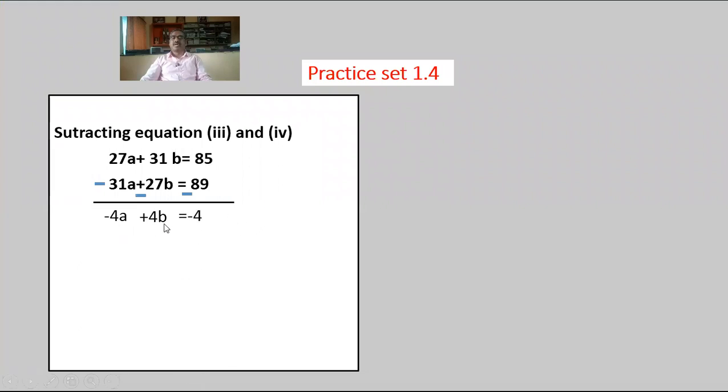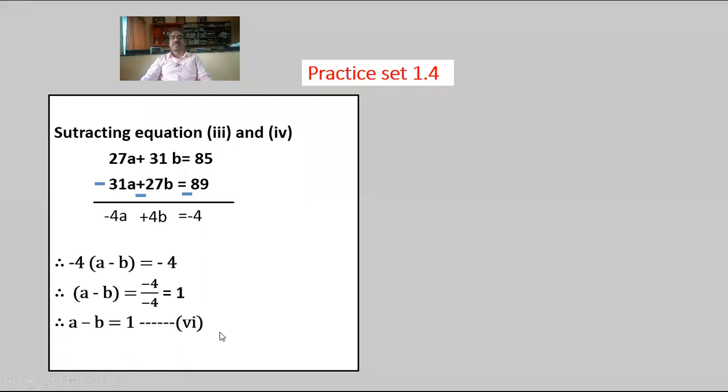On the LHS, every term contains 4, so take minus 4 common. Here is minus 4 in bracket, a minus b is equal to minus 4. This minus 4 goes to the RHS, then we divide. A minus b is equal to minus 4 upon minus 4. 4 ones are 4, minus upon minus is plus. Therefore, a minus b is equal to 1, equation number 6.